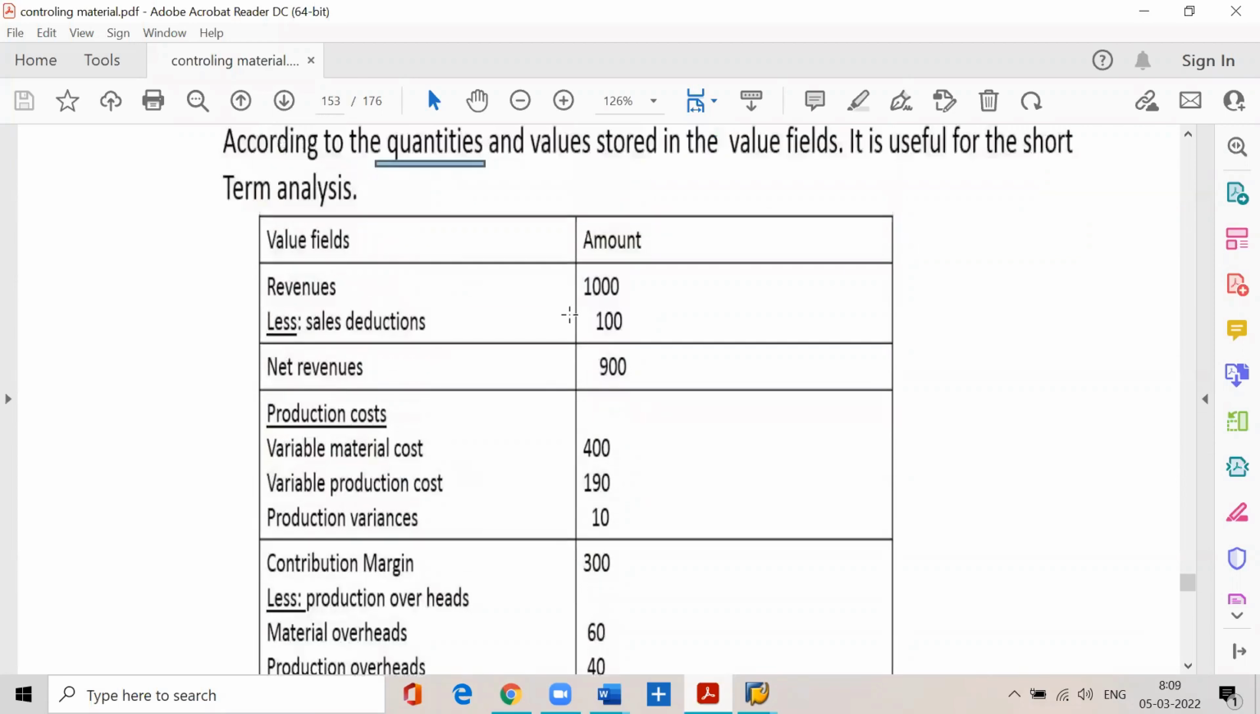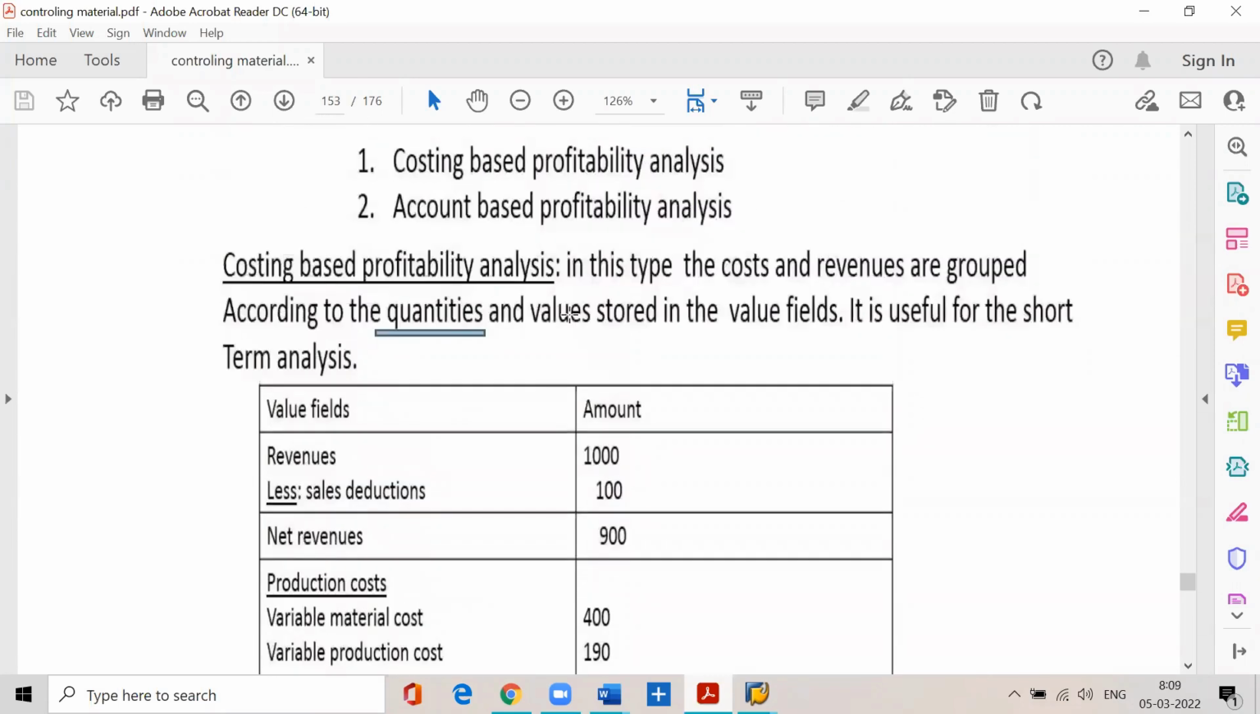So in costing based profitability analysis, the information is extracted from the controlling records or controlling documents. In controlling, we always maintain the quantities, so we can analyze the quantities. Then in costing based profitability analysis, we always use value fields.